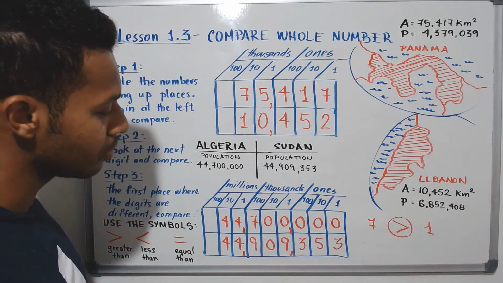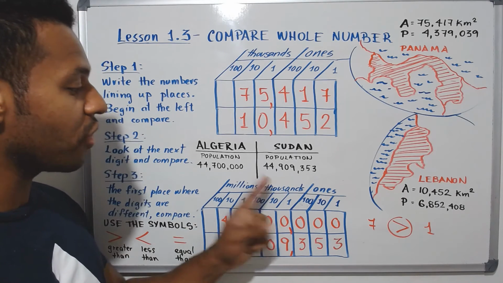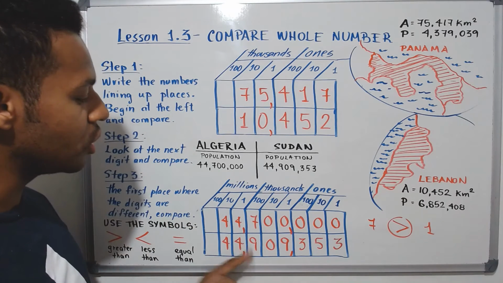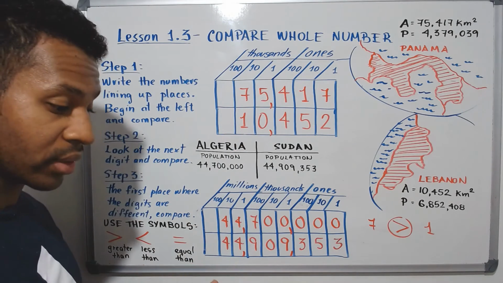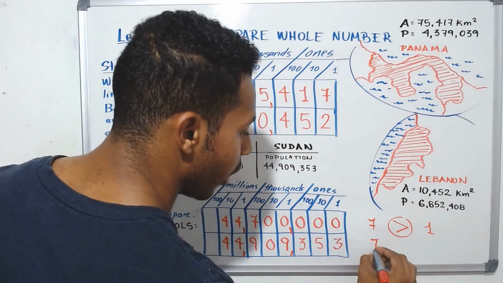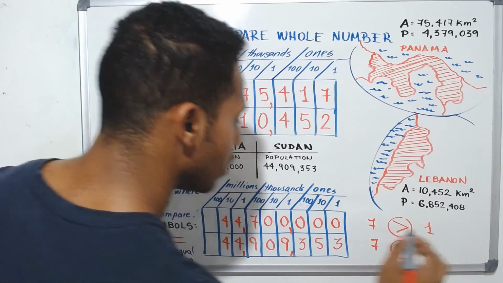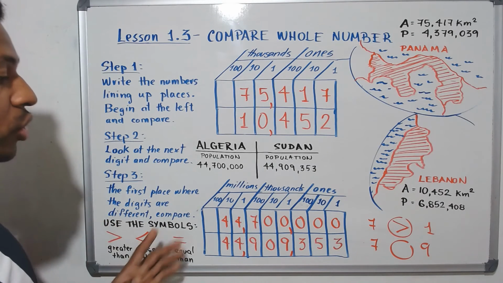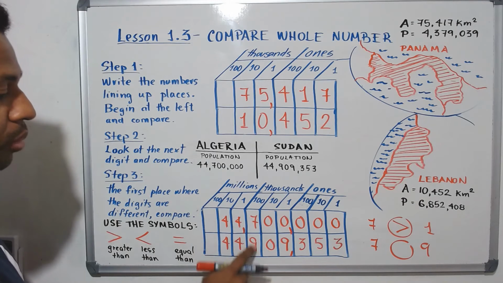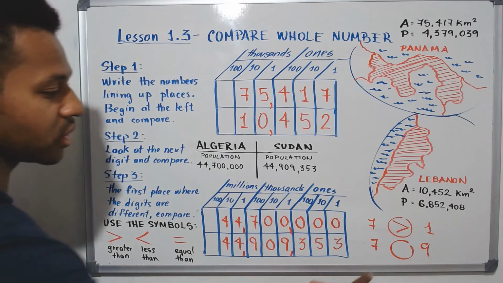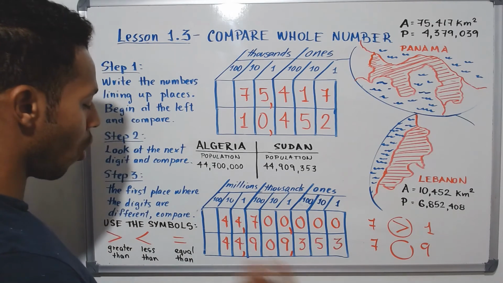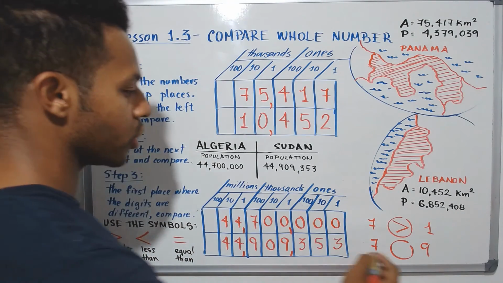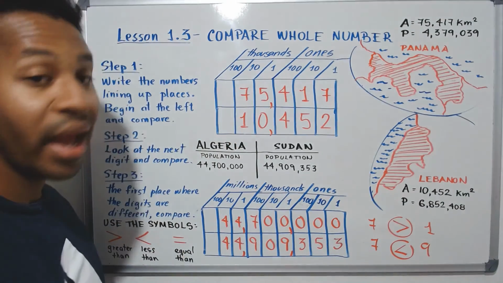What is the next digit? Yes, it's in the 100,000s place. And we have the digit 7 for Algeria and the digit 9 for Sudan. Okay, let's compare these two digits. They are different. Step number 3 is that at the first place where the digits are different, we need to compare. And this is the first place where the digits are different. Is 7 greater or less than 9? What do you think? Of course, 7 is less than 9.